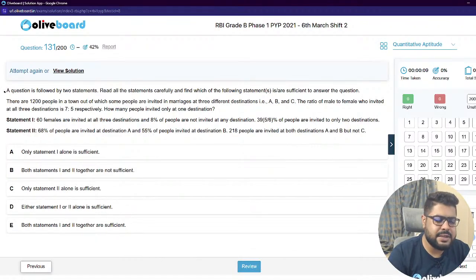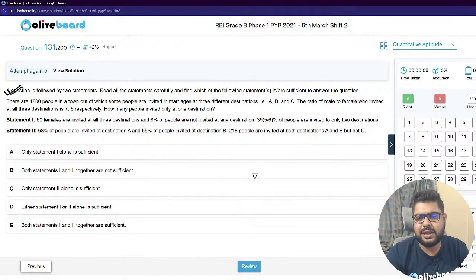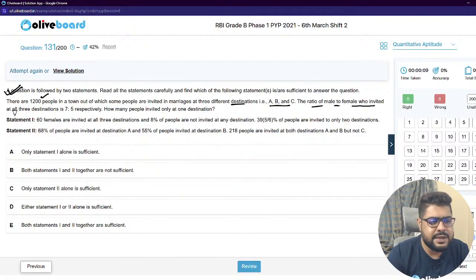Why simple? Because these are the questions to be done. Because एक ऐसा सेट दिया है सर, वो तो पूरा दिन ले लेगा. ठीक है. So 1200 people in a town, out of which some people are invited in marriages at 3 different destinations, A, B, and C. The ratio of the male and female who visited all 3 destinations is this. How many people were invited at only one destination?